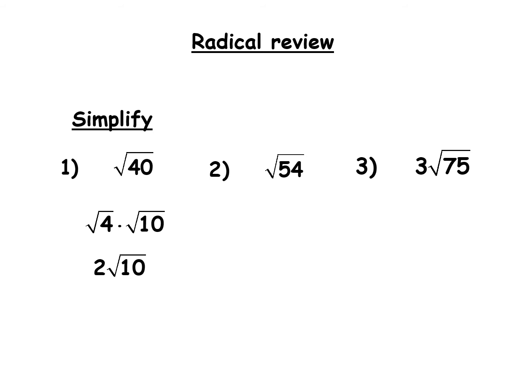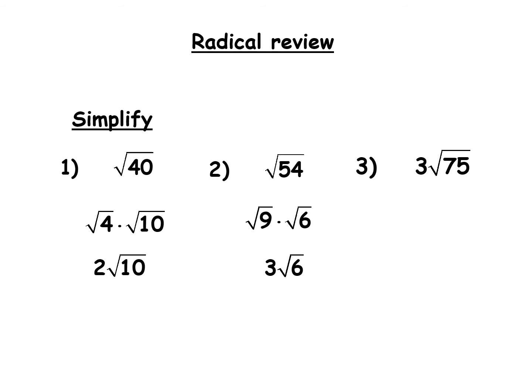Let's try 54. Well, let's think. 9 times 5 is 45. 9 times 6 would be 54. So I can break this down to the square root of 9 times the square root of 6. The square root of 9 is 3. So this would be 3 square root of 6.